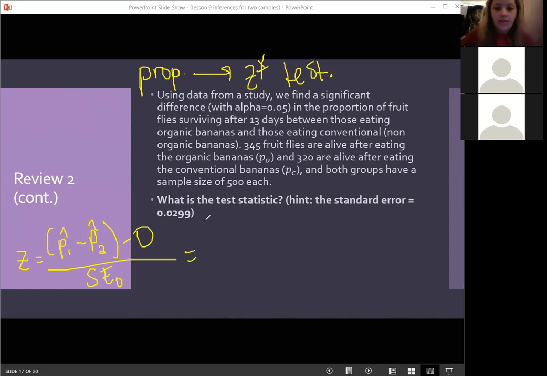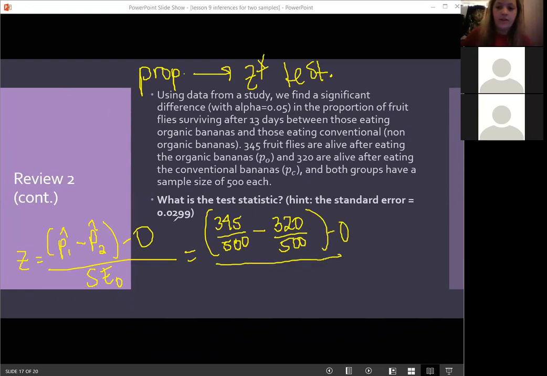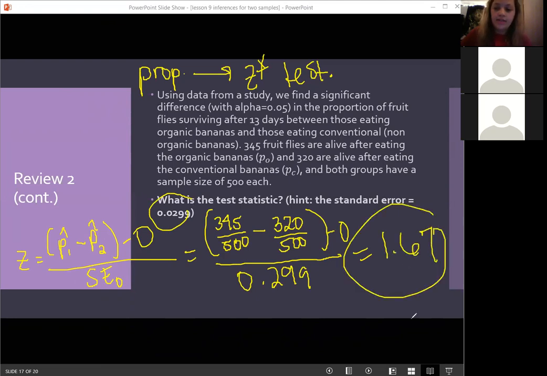If we translate this, we're basically going to get 345 divided by the 500 sample size, minus our p-hat 2, which is 320 divided by 500, and then minus 0, so that still stays at 0, and then divided by our standard error, which we're given up here, 0.299. That's going to end up giving us about 1.67. That is going to be our test statistic, which remember is going to be z star because we're talking about proportions. All right, awesome job.